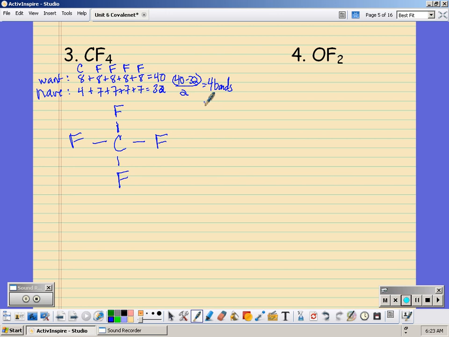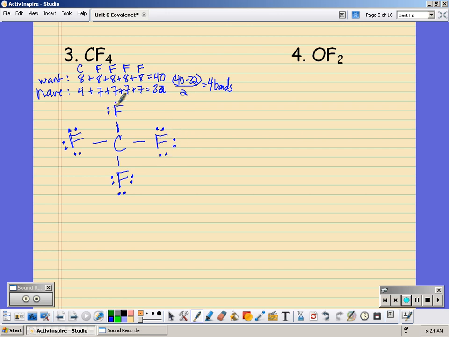Carbon has access to 4 bonds, which is 8 electrons. So carbon is happy and I don't need to add any dots. Fluorine wants 8 and it only has access to 2 electrons from the single bond. So that means it has 6 electrons that it's not sharing. And then the same with this fluorine.